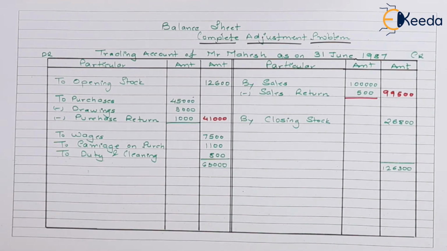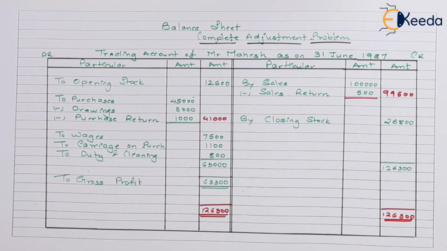So this will mark the closure of the trading account with every adjustment being taken into consideration. Now that we have figured out the gross profit, we'll next prepare the profit and loss account. This gross profit of 63,300 will be moved to the credit side of the profit and loss account, marking the start point of its preparation.